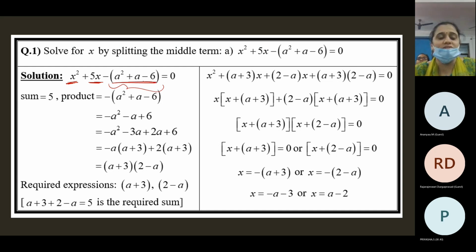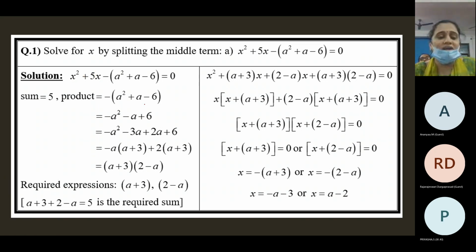You can see that this expression does not have an x or x squared in it. It's a squared plus a minus 6, but the prime variable is x. So there is no x term here, that's the constant. X squared term, x term, and the constant is equal to 0. Clearly, this quadratic equation is in the standard form, because the coefficient of x squared is 1, the coefficient of x is plus 5, and the constant is minus of a squared plus a minus 6.